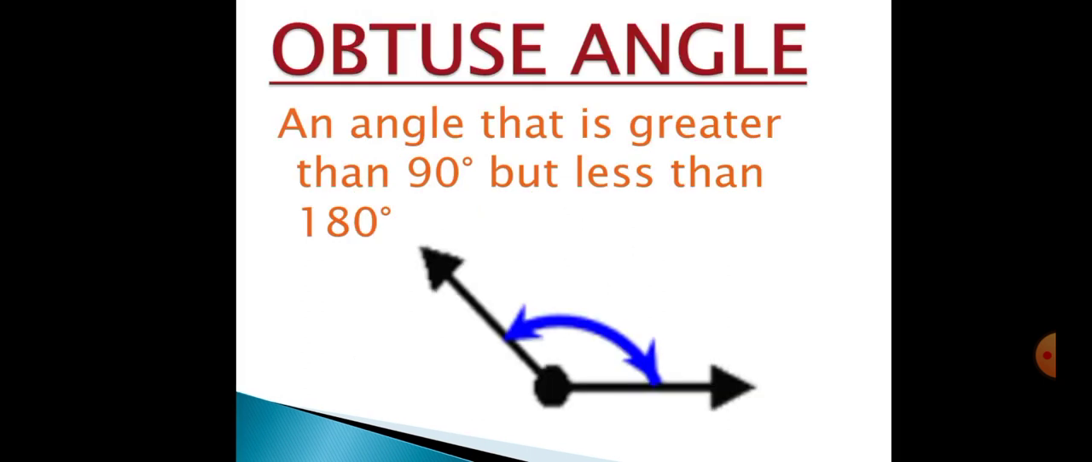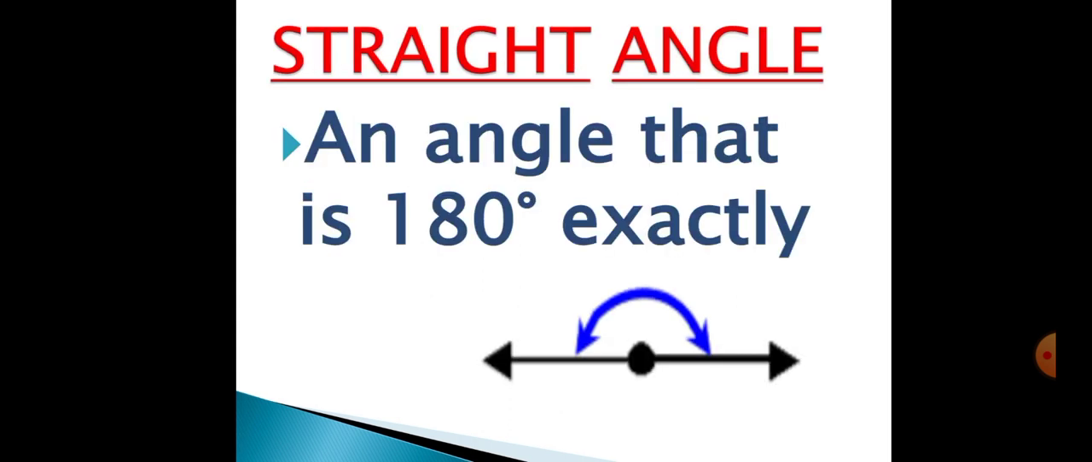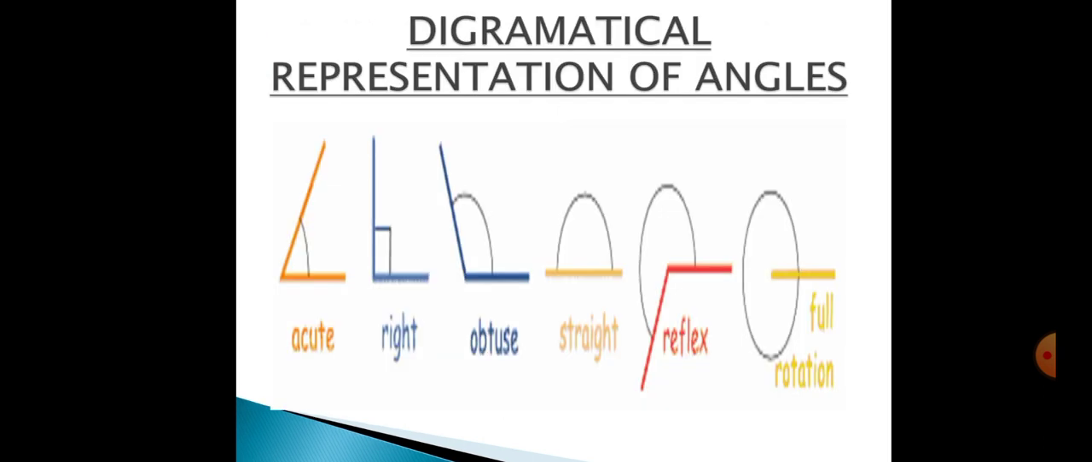Next is obtuse angle. It is an angle whose measure is more than 90 degree but less than 180 degree is called an obtuse angle. Next is straight angle. It is an angle whose measure is 180 degree. It is called a straight angle. Diagrammatical representation of angles: here the representation of angles are acute angle, right angle, obtuse angle and straight angle.